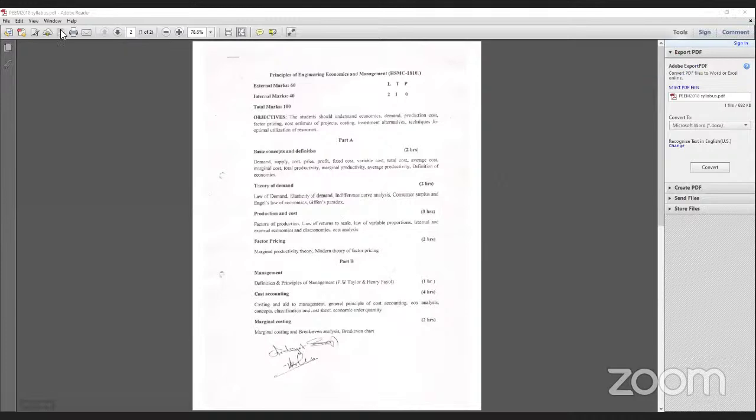I am Sitvinderjeet Kaur, Associate Professor in Applied Science Department. Now, I will let you know about the subject which is taught by me, that is Principles of Engineering, Economics and Management.